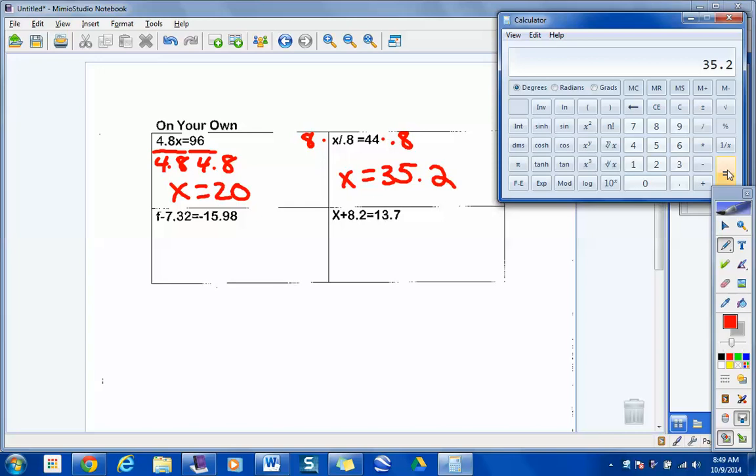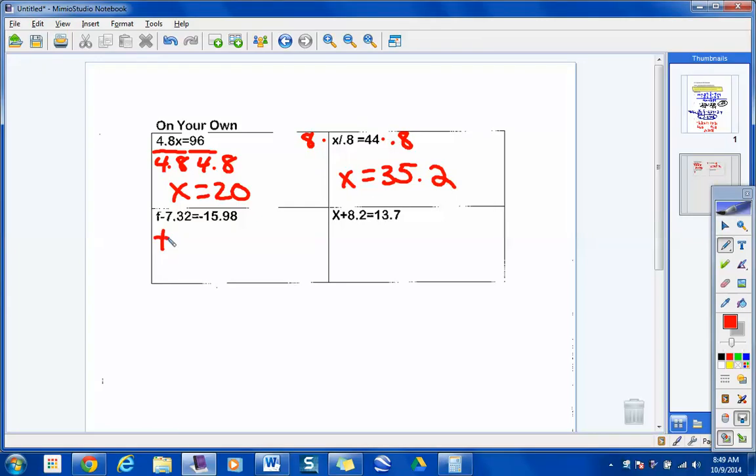All right. This one's kind of a tough one. What do I have to do here, guys? I have to add what? Bottom left. What do I have to add? A number. What is the number, Kyle? Hang on, I gotta get back there. There. Which one are we on? Bottom left. Oh, we have to add 7.32 to 15.98.